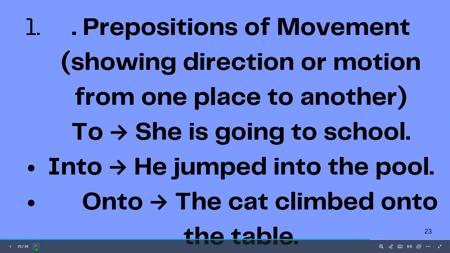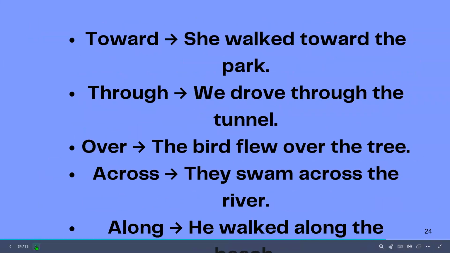Okay. Next, prepositions of movement, showing directions or motion from one place to another. To, she is going to school. So one place to another place. To is used. Into, he jumped into the pool. These are the examples we have already seen. Onto, the cat climbed onto the table. Okay. Onto.